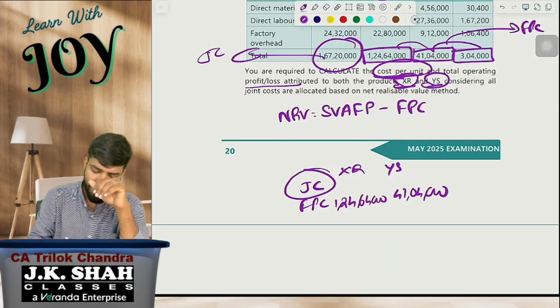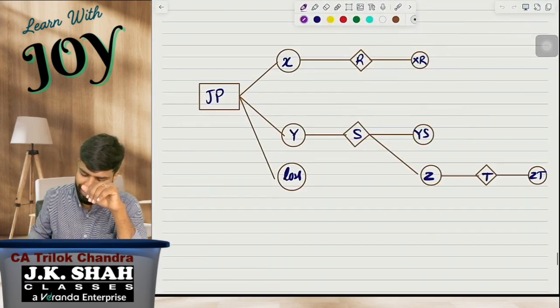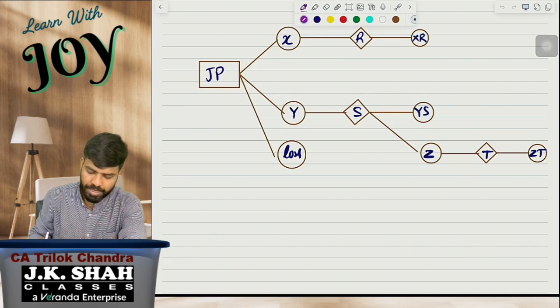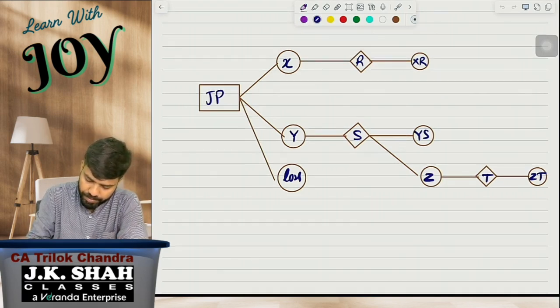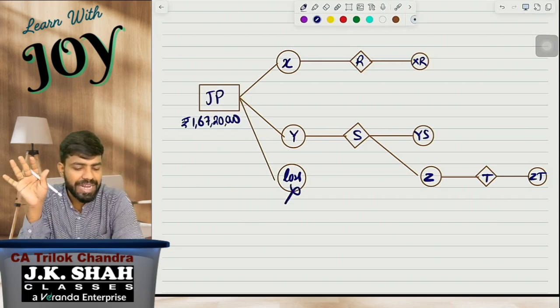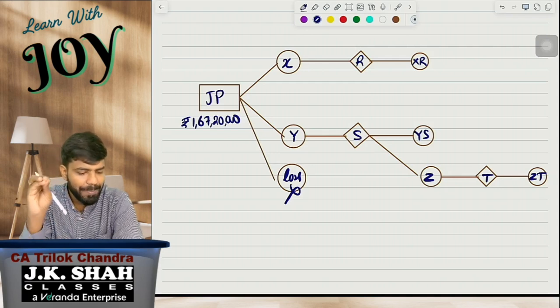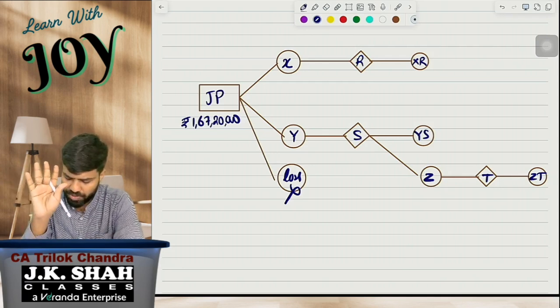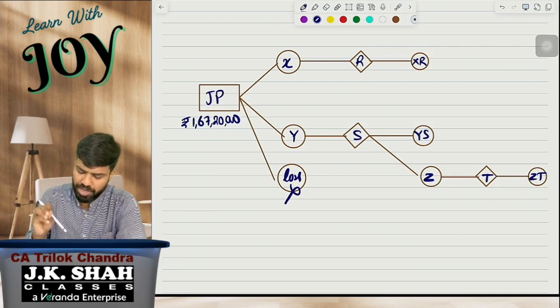Okay, listen to me. I'll present the values here so that you will get clarity. Look at this. Total joint cost, how much? Rupees 1 crore 67 lakh 20,000. From this loss, we are not making any scrap income. Scrap income is not specified in the question. So zero recovery from the total loss, I mean zero recovery from the lost units.